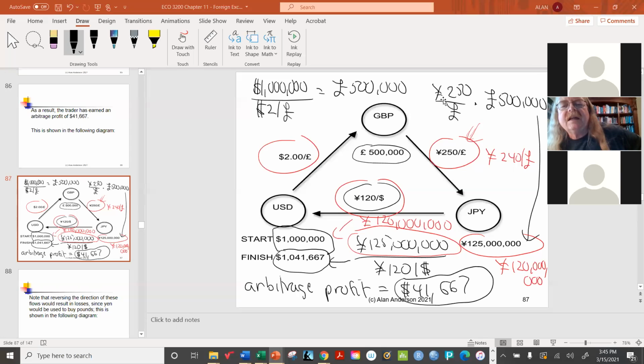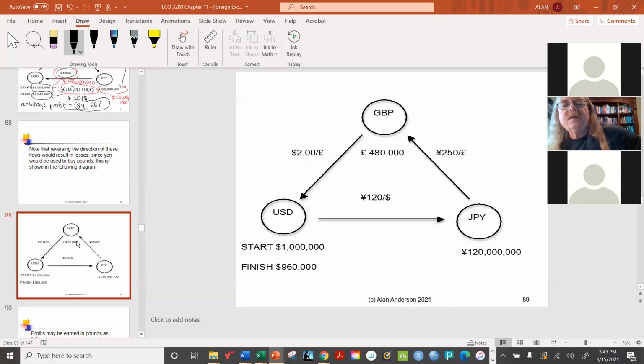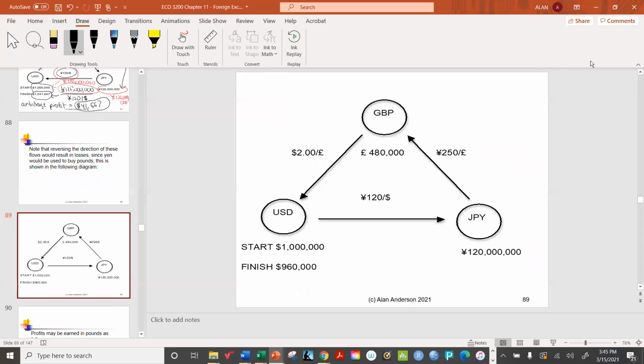So I'm going to show you exactly how that would have worked. So let's go back here and see what if let's say that's our first day in the job and we know that there's an opportunity here, but we got it backwards. So we started with our $1 million, we convert them into yen. So we have $1 million multiplied by 120 yen per dollar. That gives me 120 million yen. With my yen, I go in here and I buy pounds.